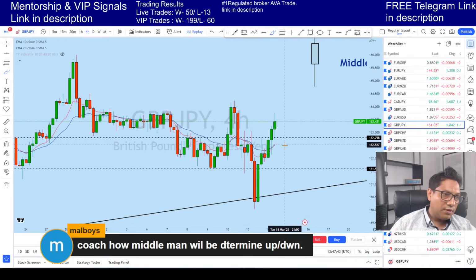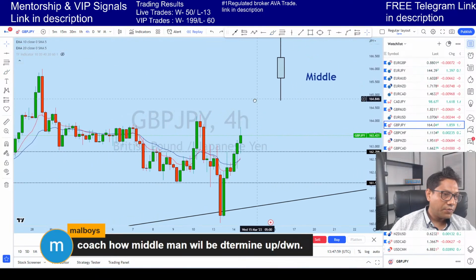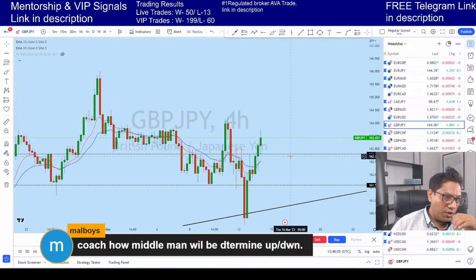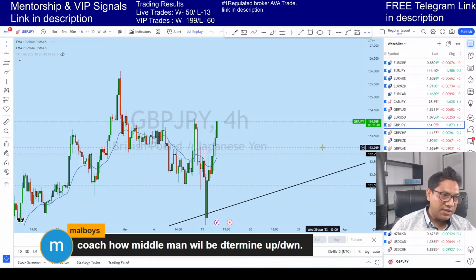So we saw that there is a neckline here which is turning support, and from that support we saw that the market has broken to the upside with this long candle. That is what we called a middleman. Now with that middleman formation, we have seen that GBP JPY has a break to the upside, and you can see that it's pushing high. So according to the middleman trading strategy, this is a buy alert here.